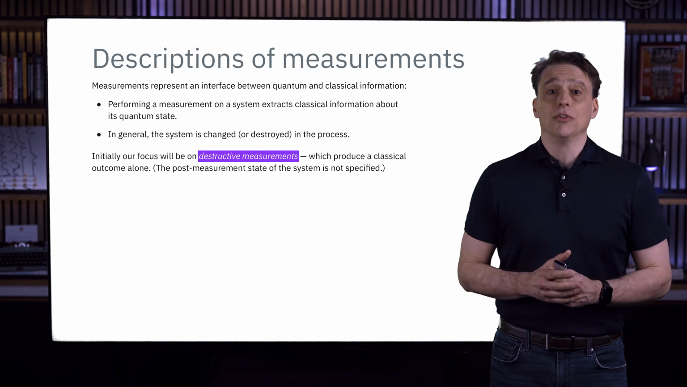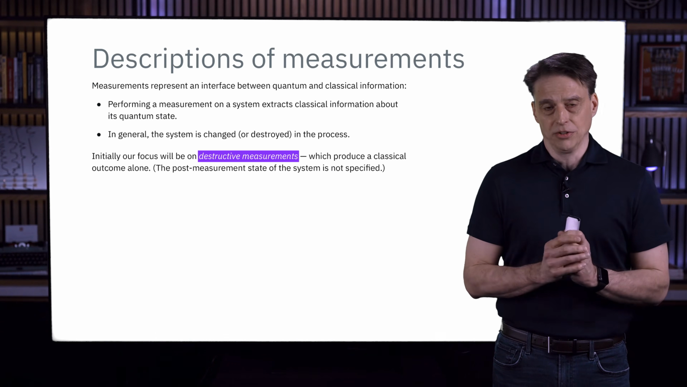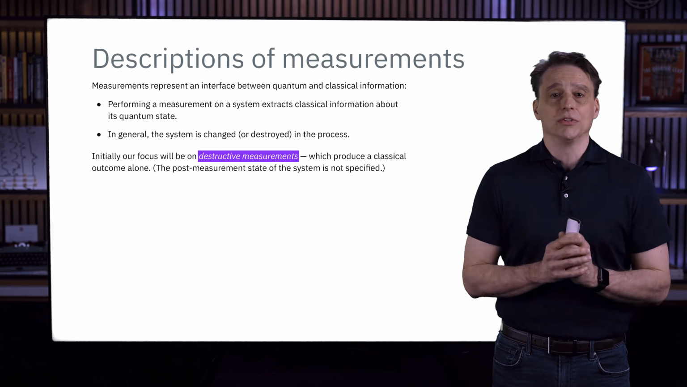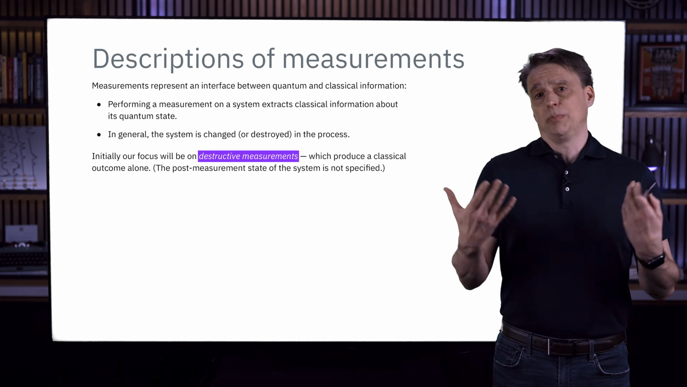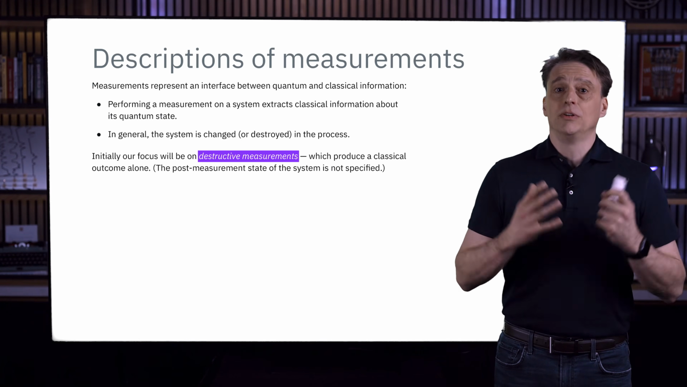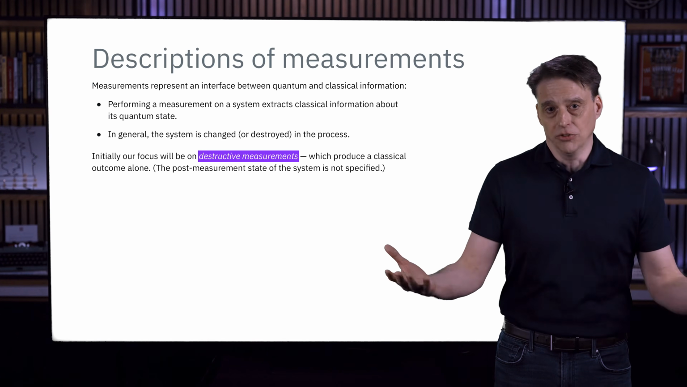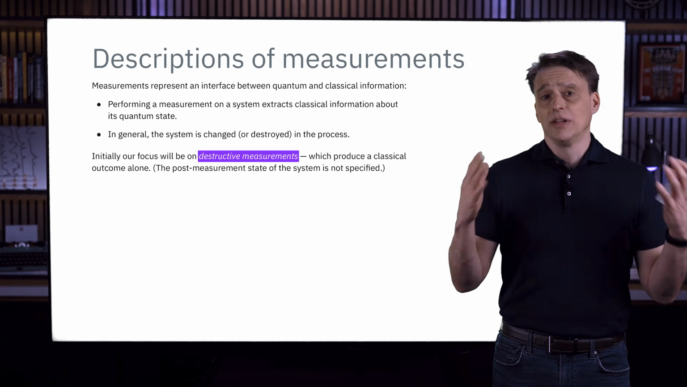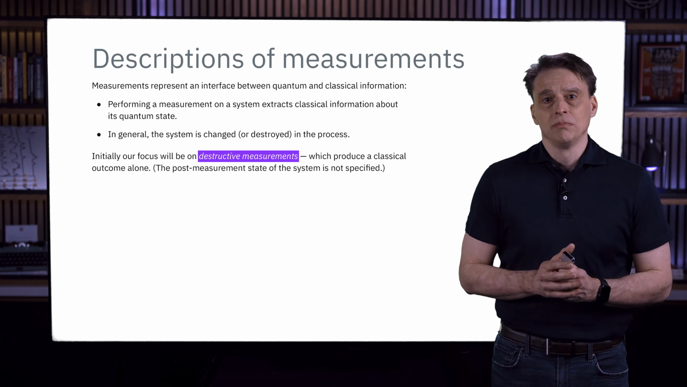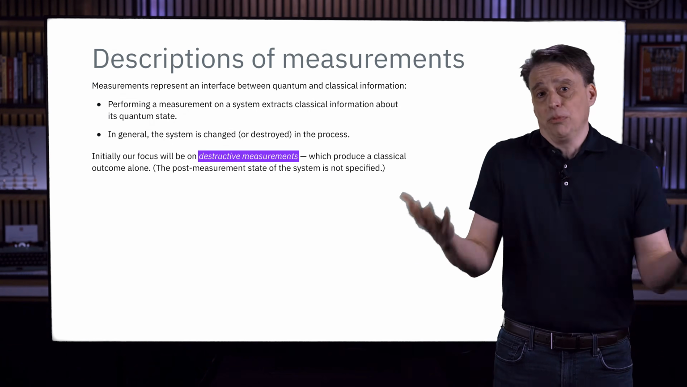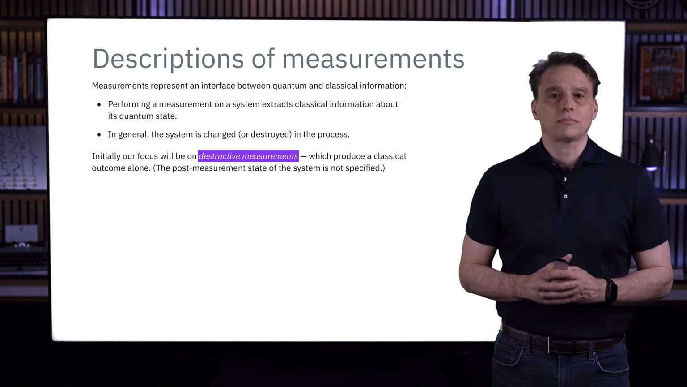Initially, we'll focus our attention on so-called destructive measurements, where a quantum state goes in and just classical information comes out. So there's no specification of the post-measurement quantum state of the system that was measured. Intuitively speaking, we can imagine that a destructive measurement destroys whatever system was measured. So its state after the measurement takes place isn't specified. This doesn't literally mean that physical devices are necessarily destroyed. It's just a mathematical description, and it's a very useful one because it helps to keep things simple and to focus in on the essential mathematical aspects of measurements.